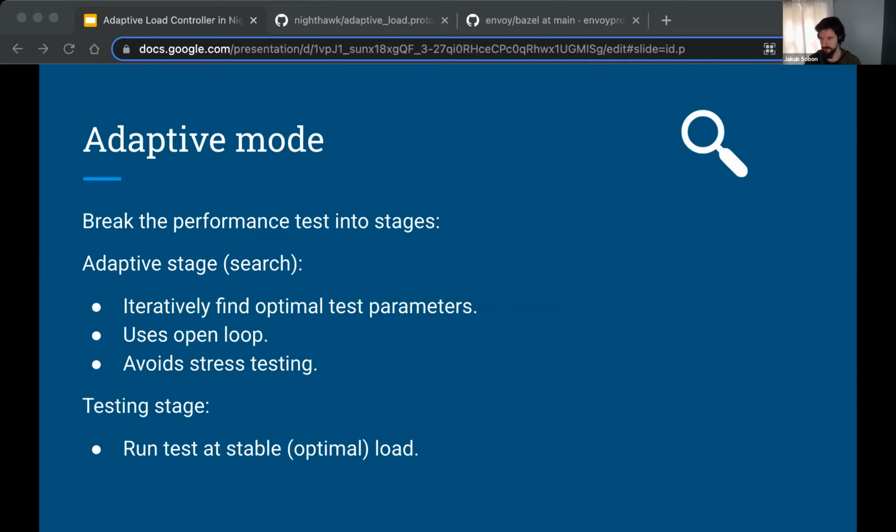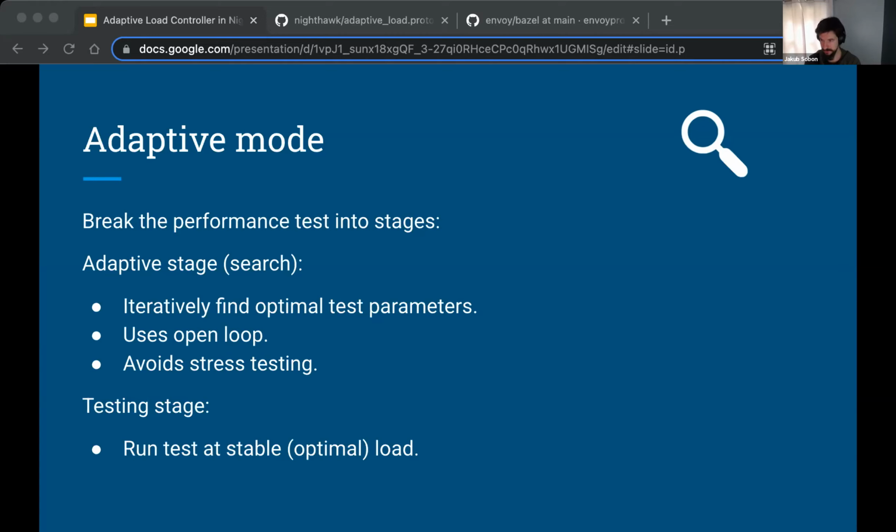What adaptive mode does at a high level, and we're going to deep dive into this with diagrams, I just want to give you the overview up front, is it breaks down the test into two stages. We have the adaptive stage, or we can also call it the search stage, and we have the testing stage. Now, in the search stage, we apply some search algorithm to iteratively try various testing configurations. So we iteratively execute Nighthawk with different testing setups, you can assume different RPS, different amounts of requests per second.